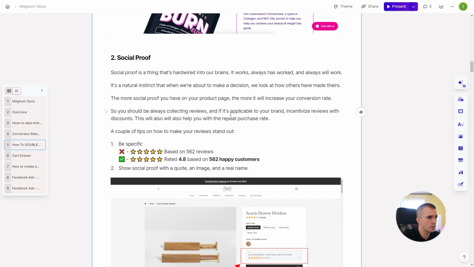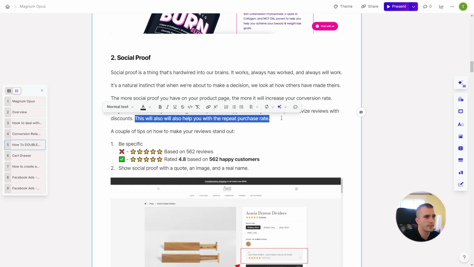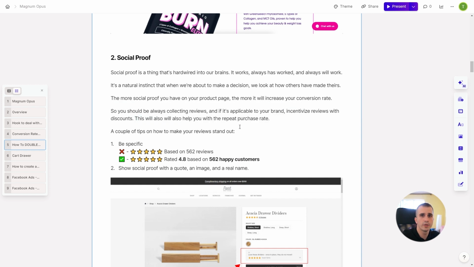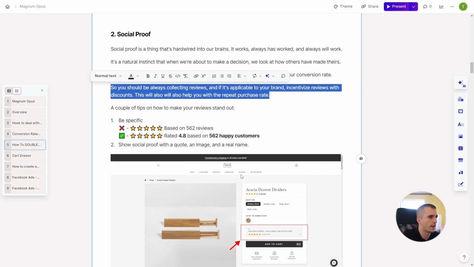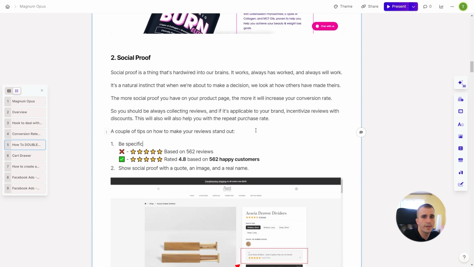Also, discounts at this point will help you with increasing your repeat purchase rate, because they know that they have the discount from you and they want to use it, and that way they will just justify in their brain that they bought again from you because they had a discount. So for that reason, this works really well. So yeah, then a couple of things on how to make your reviews stand out.